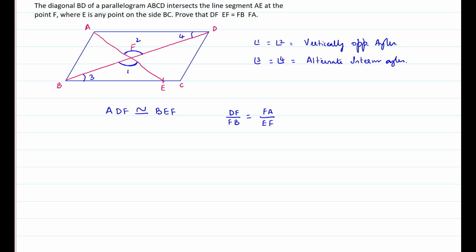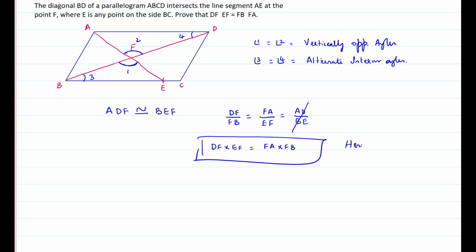We can write one more ratio also, but we do not need the third ratio. These two ratios are more than enough. The third ratio would be AD by BE, but that is not required. Now we cross multiply this. When we cross multiply, DF into EF is equal to FA into FB. This is what is given in the question, hence proved.